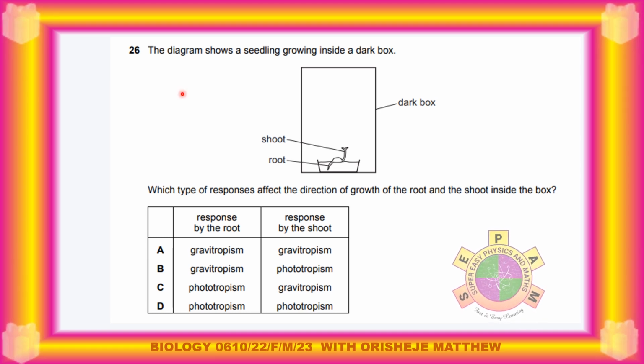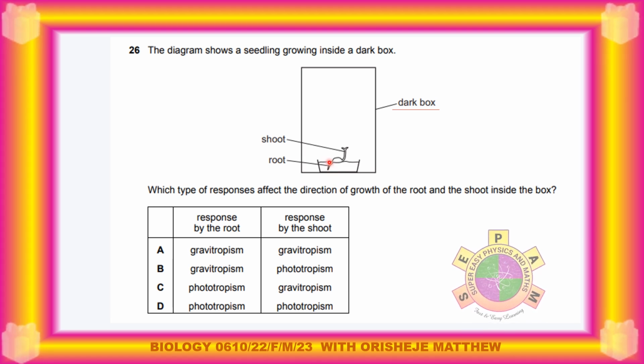The diagram shows a seedling growing inside a dark box. A dark box, underlined, so I want you to take note of that. So the seedling, there is no light. If there is no light, that means there is no phototropism. So that already has been eliminated.